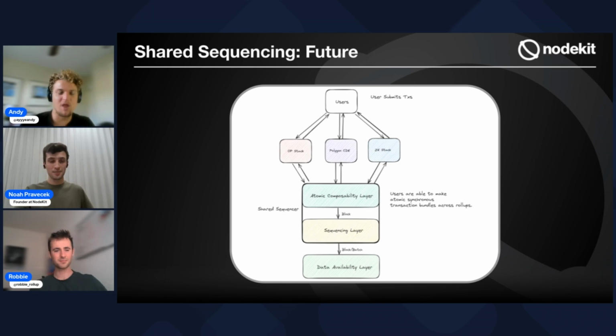So you can bring one rollup using Celestia's DA, one rollup using Eigen DA, one rollup using Ethereum in the post EIP 4844 world, and you can sequence all of them in the same block in NodeKit using this chunk form.